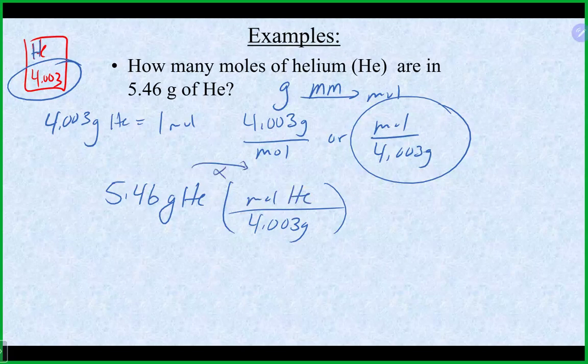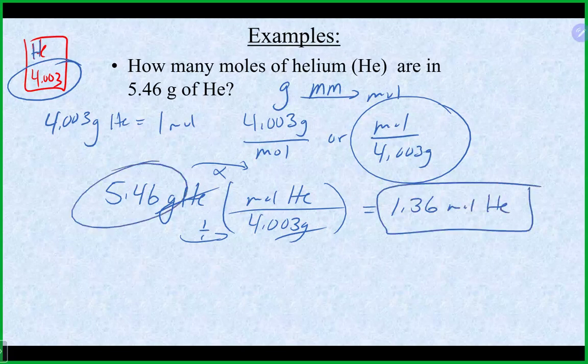Again, we're going to multiply and divide because we're doing dimensional analysis. Grams are going to cancel, going to yield us 1.36 moles of helium. I will say in terms of sig figs, probably that number is the one you want to look at in that particular case. Any questions on that?